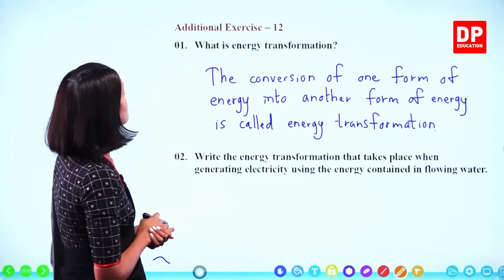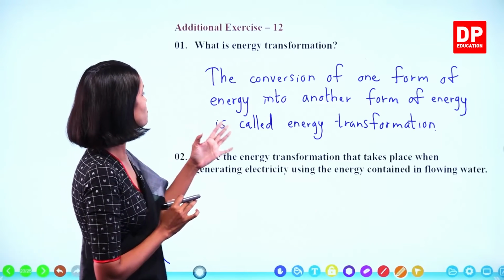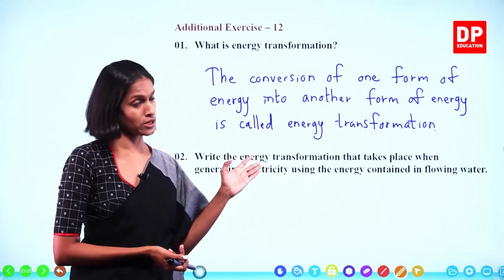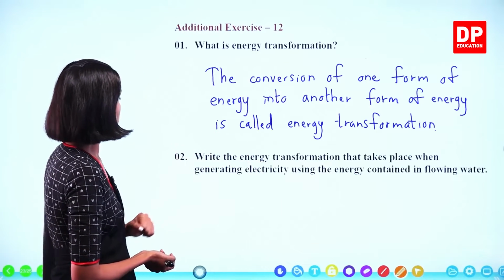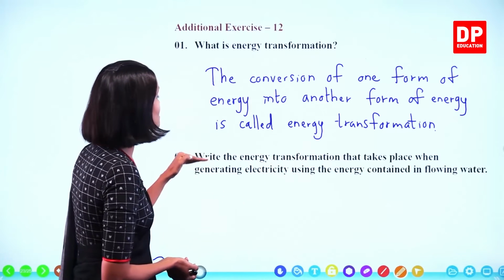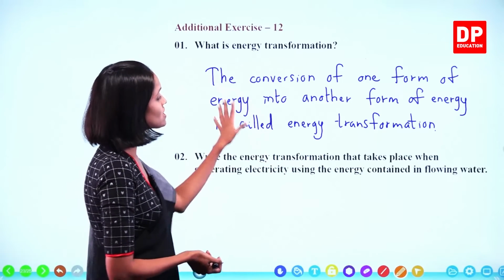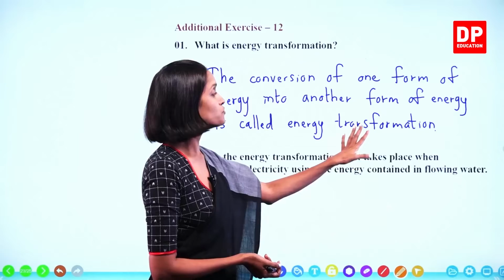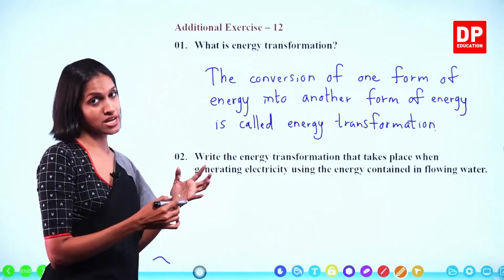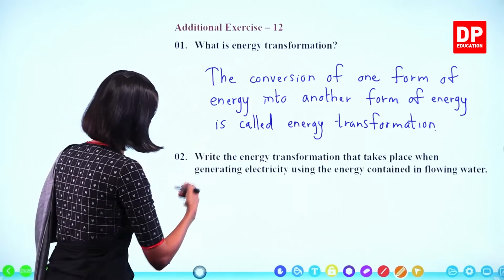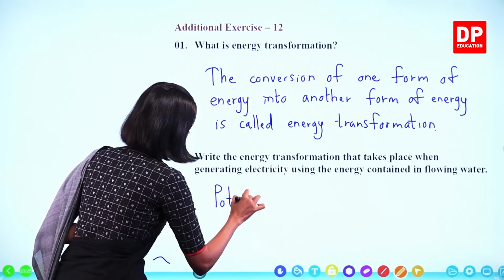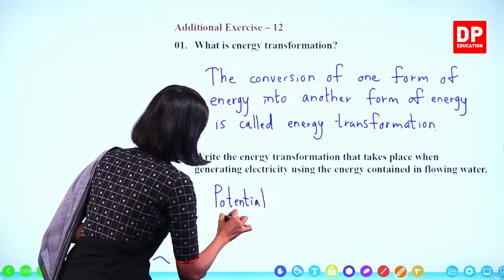Right, children? The conversion of one form of energy into another form of energy is called energy transformation, right? Next one. Write the energy transformation that takes place when generating electricity using the energy contained in flowing water. We all know now. So when the water is stored at a higher elevation or higher position, it contains potential energy.